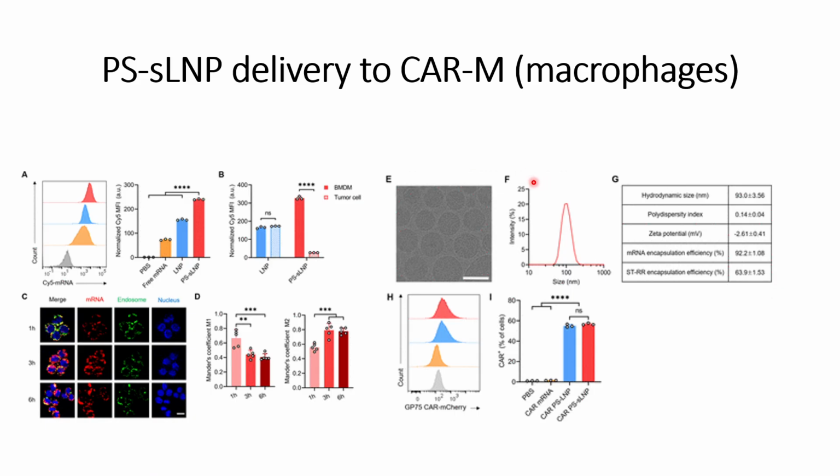In both cases they see that the hydrodynamic diameter is around 100 nanometers, that is around 93 nanometers plus or minus 3.56, and the mRNA encapsulation and the sting RNA encapsulation are also high. That is, mRNA encapsulation is 92.2% and sting RNA encapsulation is 63.9%.